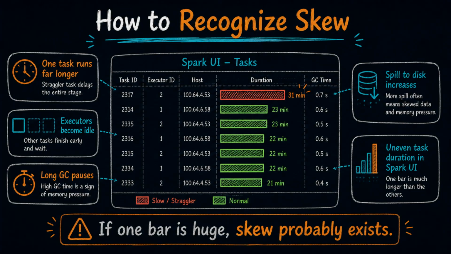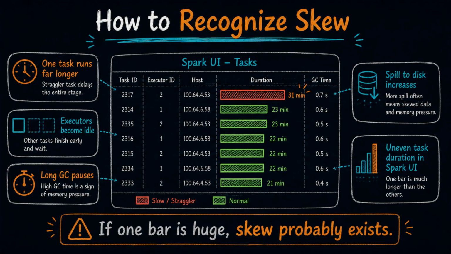Another symptom is long garbage collection time on one executor. This usually means memory pressure because one task is processing too much data. When an executor has to spend a lot of time cleaning up memory, it can significantly slow down the overall process. You may also see more spill to disk.